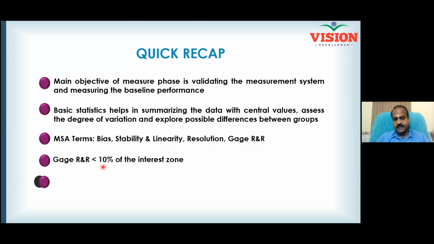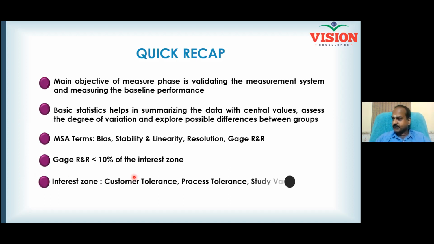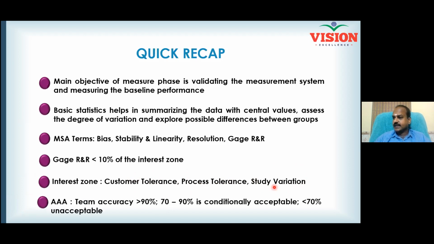This precision tolerance ratio or gauge R&R should be less than 10% of the total tolerance. Total tolerance is indicated as interest zone, because sometimes the denominator can vary according to your interest. Sometimes you may like to work with the customer tolerance, which is USL minus LSL. Sometimes you might like to work with the process tolerance, which is UCL minus LCL. Sometimes you may not have any tolerance at all. Under such a situation, the range in the reading, which is considered the study variation, will be used as the tolerance, right? Ultimately, the error should be less than 10%.